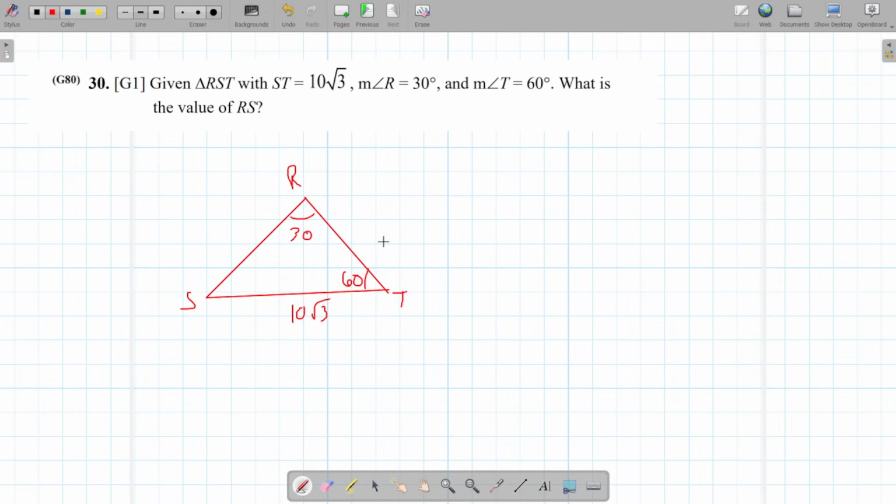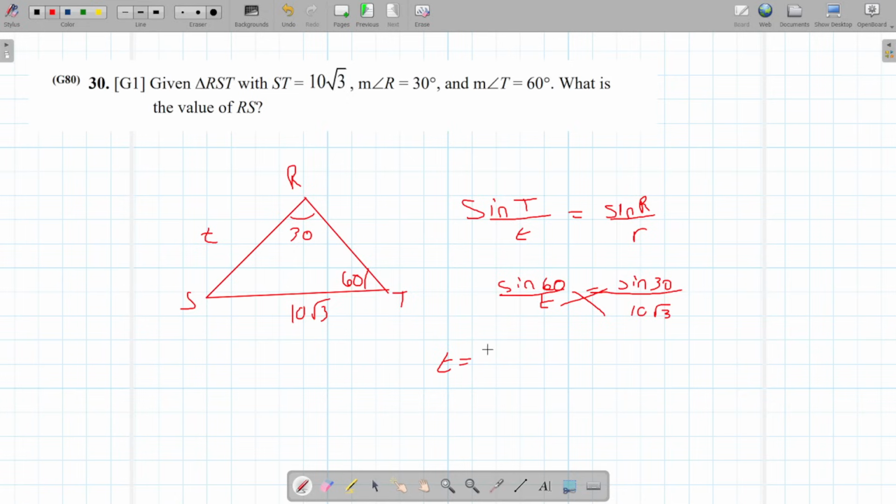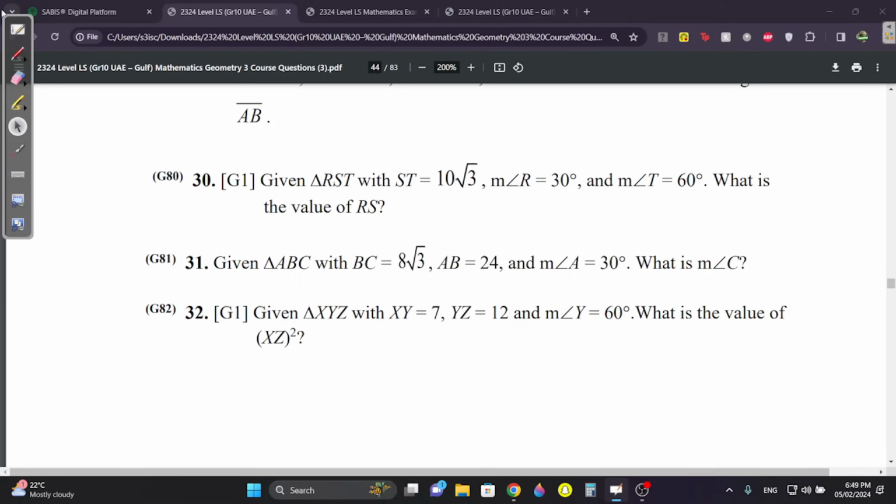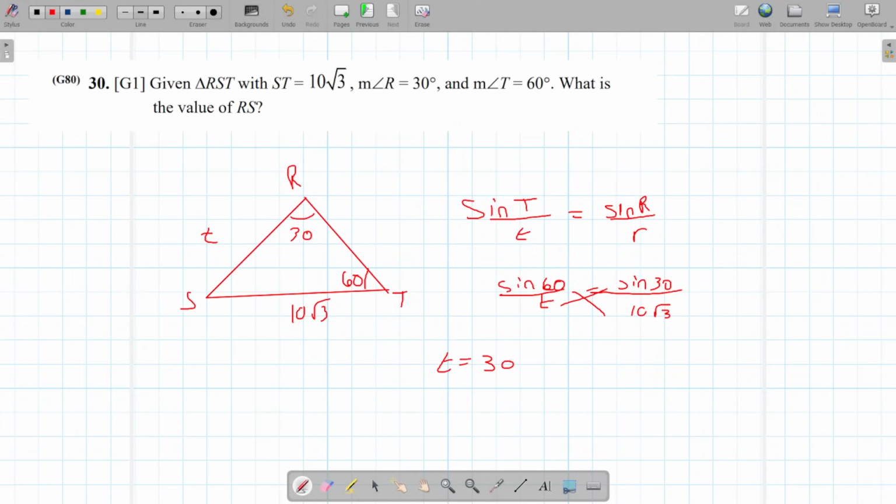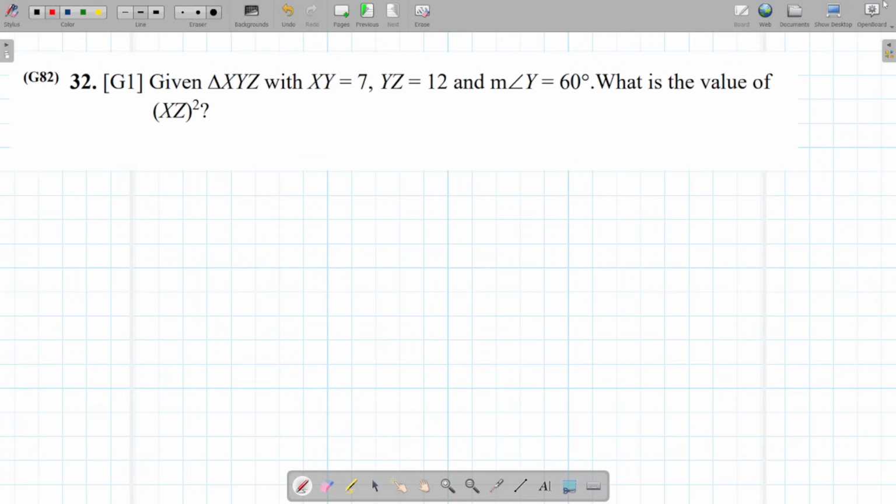Okay, you should all know this is easy. Sine rule, you do sine 60. You always start with what they want. So RS, which is T. So sine T over T equals sine R over R. You'll get sine 60 over T equals sine 30 over 10 radical 3. You cross multiply. What do you get? Let me see. You should get, yeah, okay, T equals 30. Okay, that's the answer. Question 32 on my record.